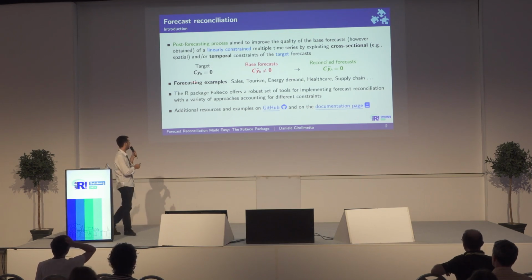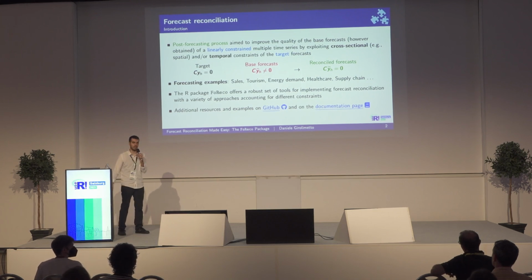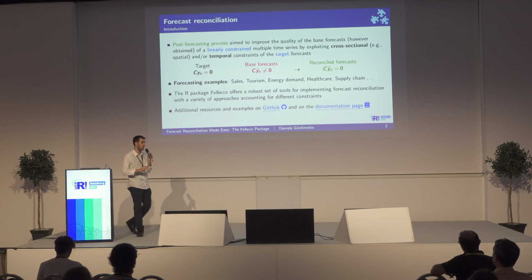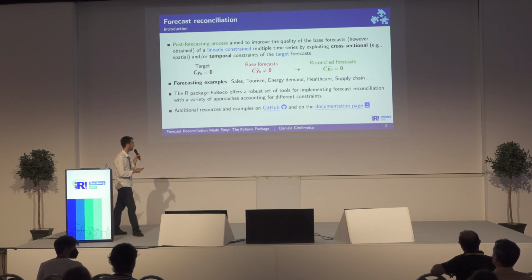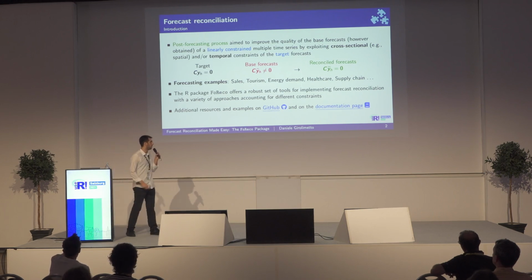The idea is very simple. We start from some targets that we don't know, which satisfy some constraints identified by this matrix C. What we have are some base forecasts that you can calculate however you want, without using the package FoReco. So you can use whichever model you want. And then, using FoReco, we are going to reconcile them to satisfy the constraint C.